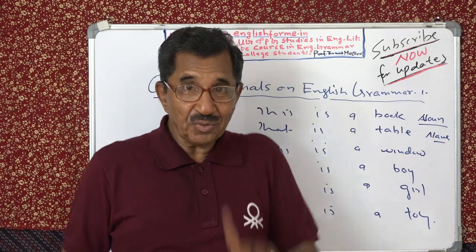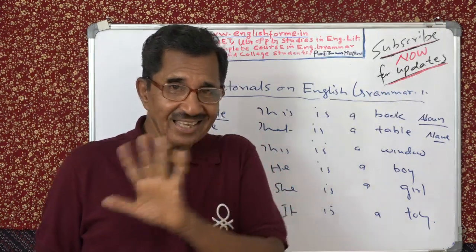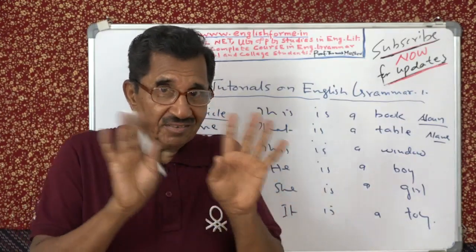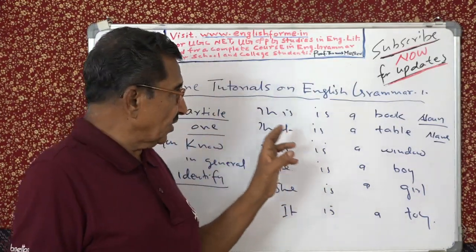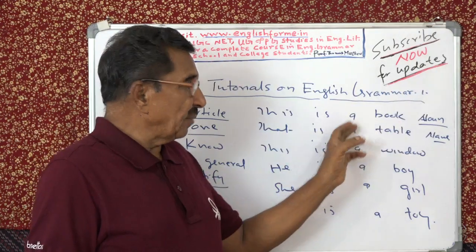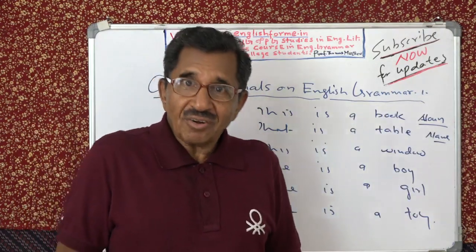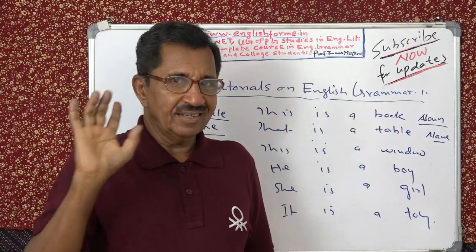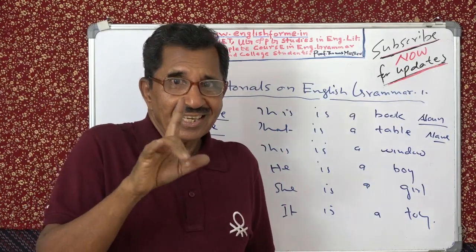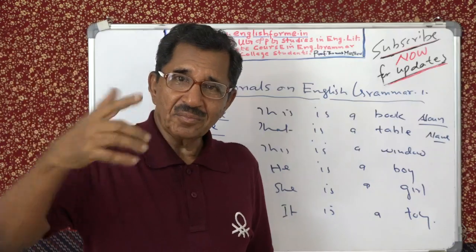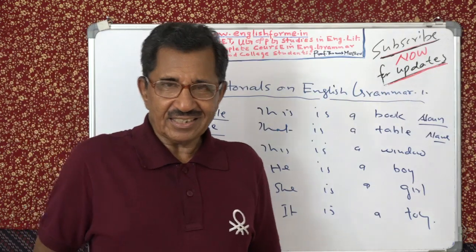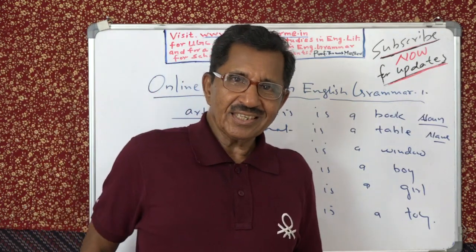Two, don't use a. Three, don't use a. More than one, never use a. For example, you cannot say a books. That's wrong. Why? Because a means one. So you cannot say one books. Understand? So what did I tell you today?